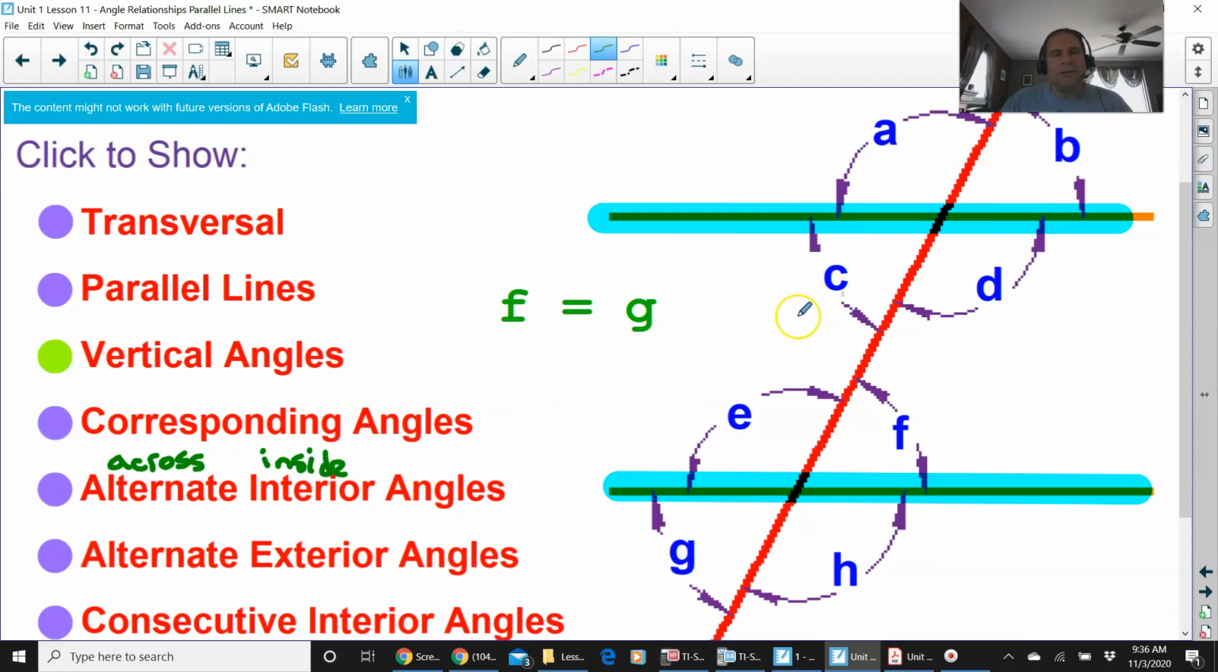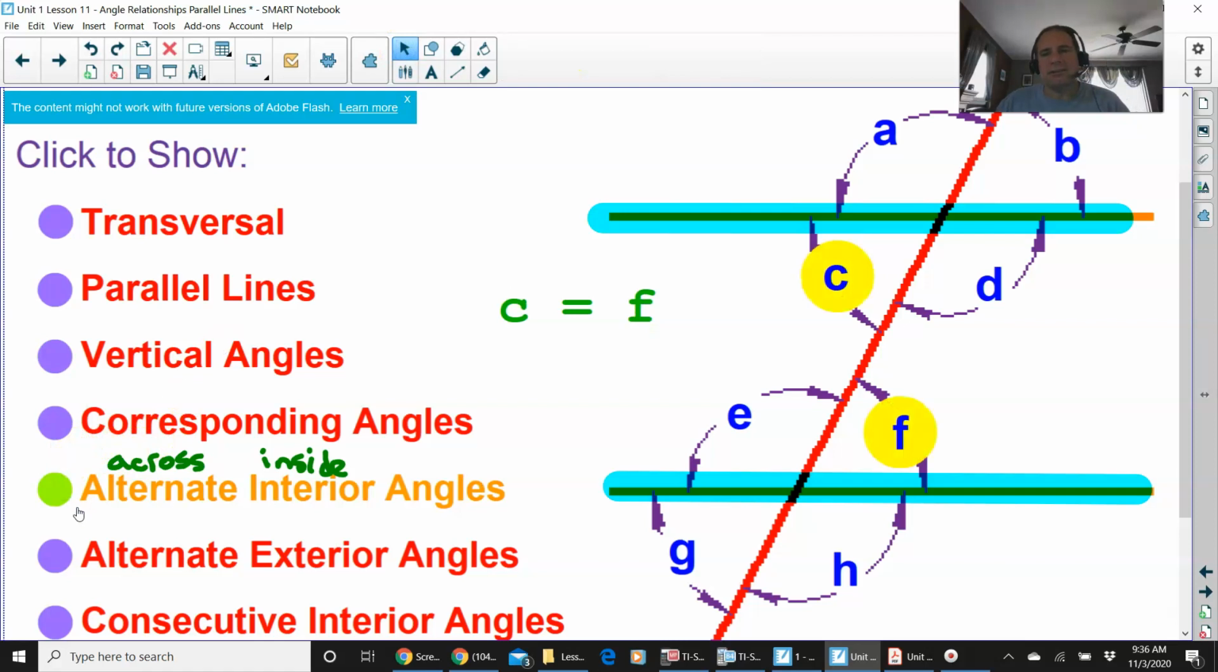So alternate interior angles are C and F. Remember, inside and across from each other, and D and E. And I'll click and highlight alternate interior angles, C and F, D and E. Realize that these are congruent as well. These are both acute angles. Both acute angles are equal to each other.